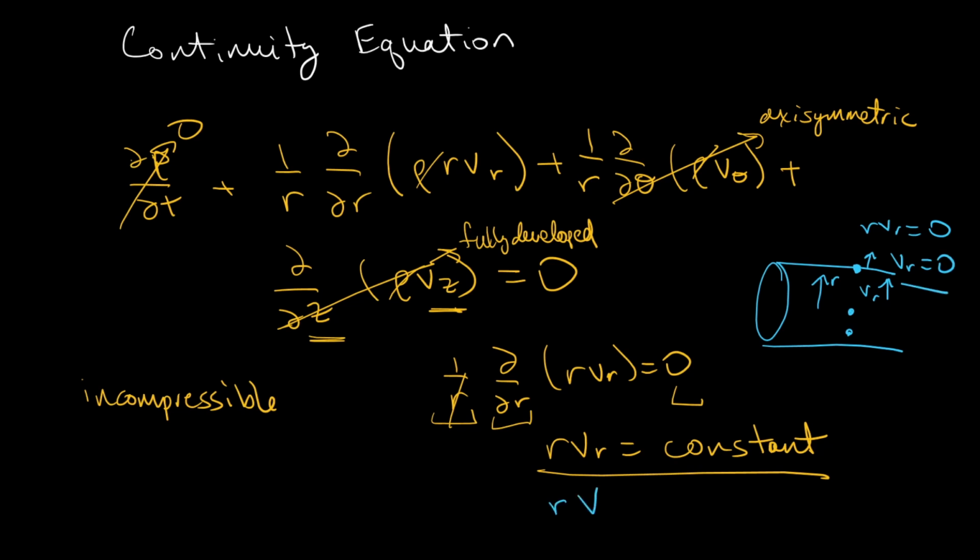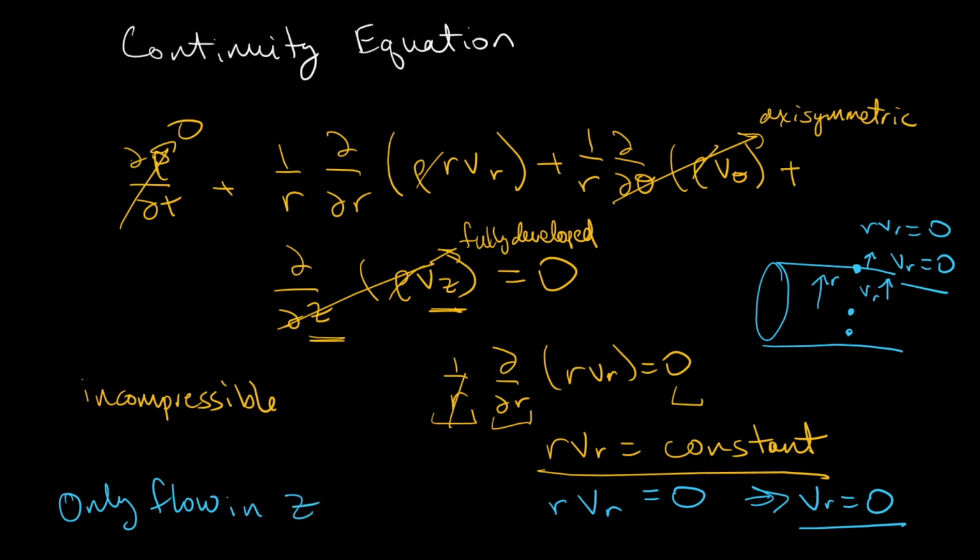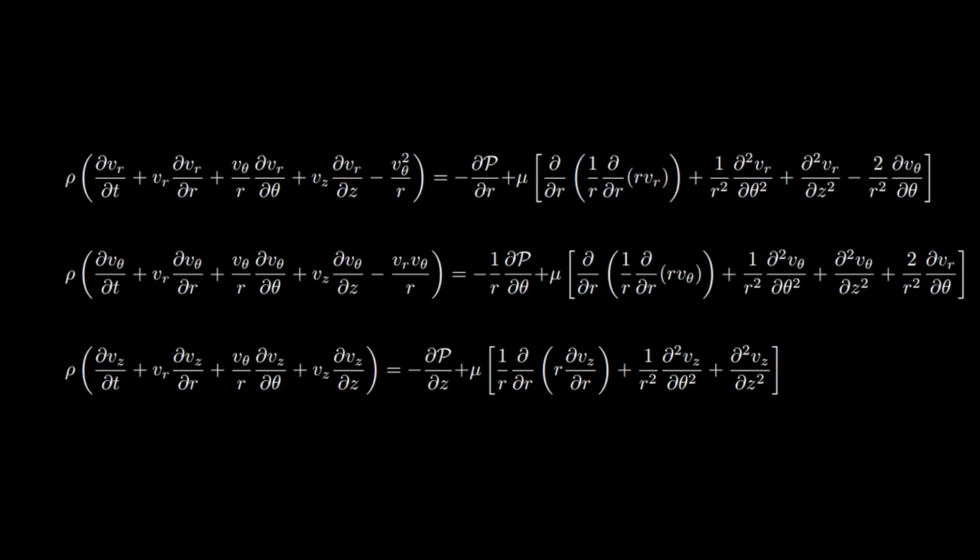So we can conclude that r vr is equal to 0, vr is equal to 0. And so what we've basically shown using the continuity equation is that we only have flow in the z direction, since our flow in the r direction is also equal to 0. So our conclusion is only flow in the z direction. This will be useful in the next step of our equation solving, using the Navier-Stokes equations.